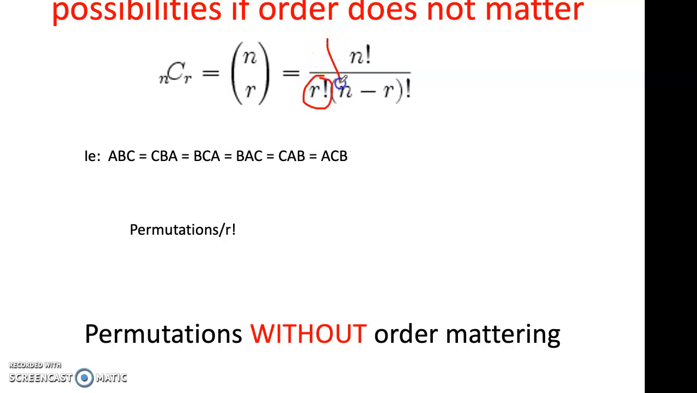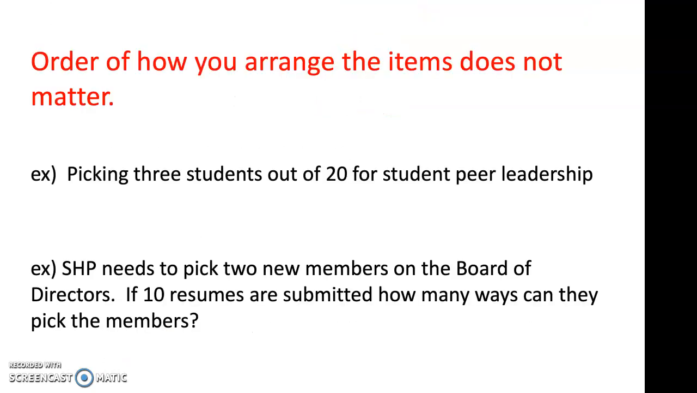If you look, this is the permutation formula that you mastered yesterday, and now we're going to take that and divide by r factorial. Why? Because order doesn't matter now. So ABC is the same as CBA, which equals BCA, etc. Again, how do you calculate combinations? You take the permutations and divide by r factorial. With permutations, order matters. Combinations are permutations without order mattering, so the order of how you arrange the items does not matter.